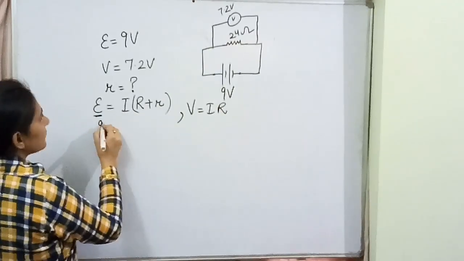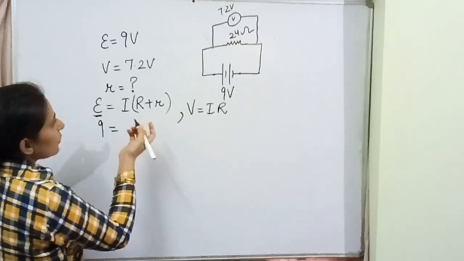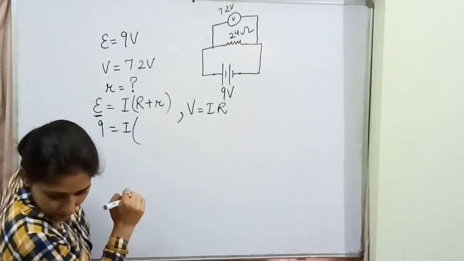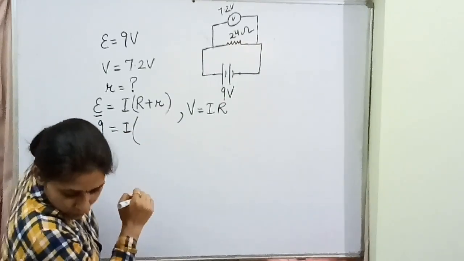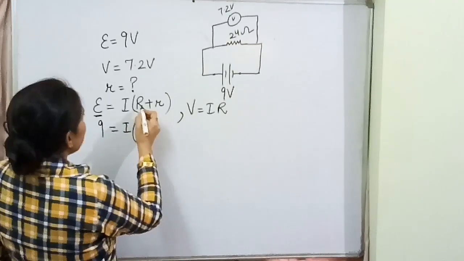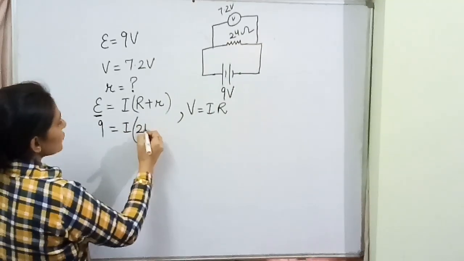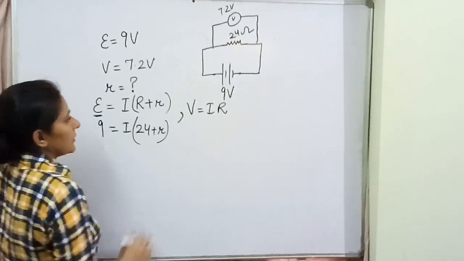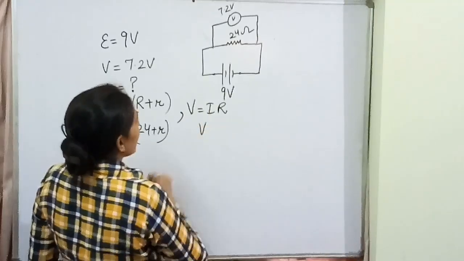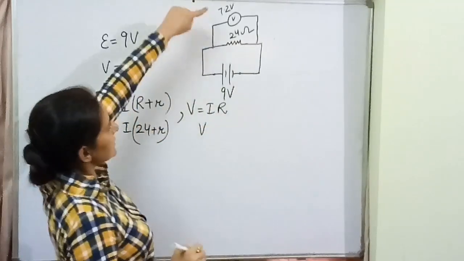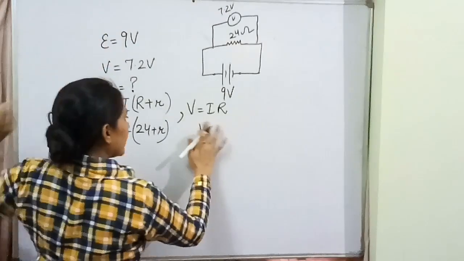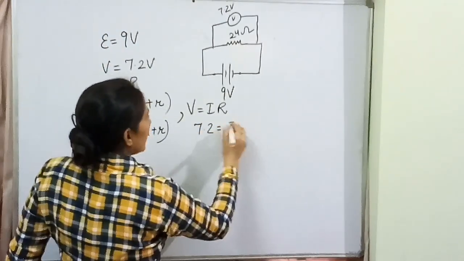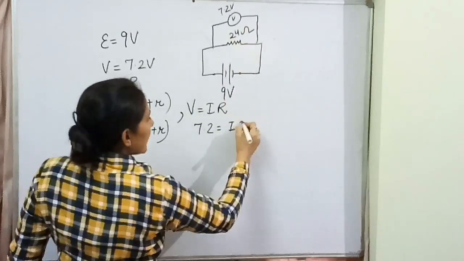So in this one, from the relation E is equal to I(R plus r), E is given to you, 9, okay, that is equal to I, I is not given to us. Then R plus r: outer resistor that is 24, plus r, the internal resistance we need to find out. Okay, leave it here. Now we are coming on to this one, V, potential difference, that is given to us, that is 7.2 volt. So you can write here 7.2, that is equal to I, which is not given, and R, the outer resistor given to us, that is 24.